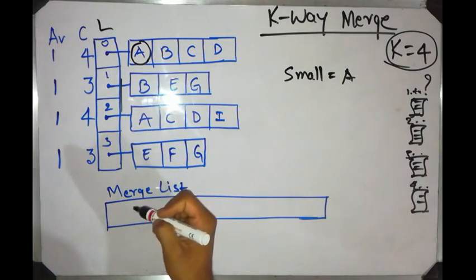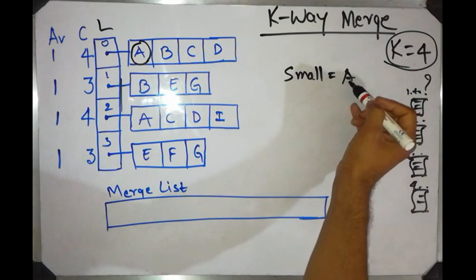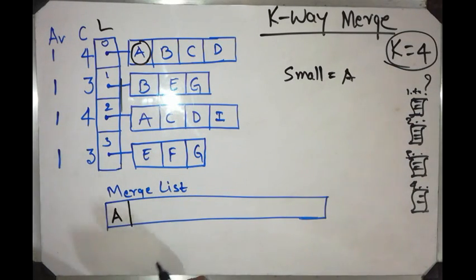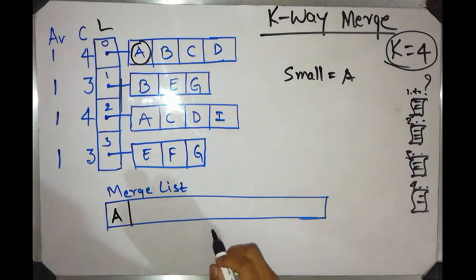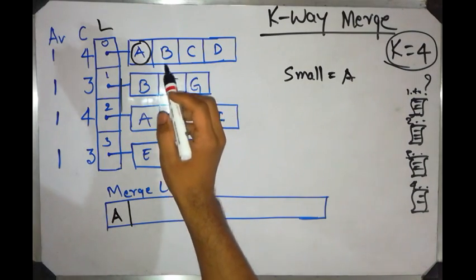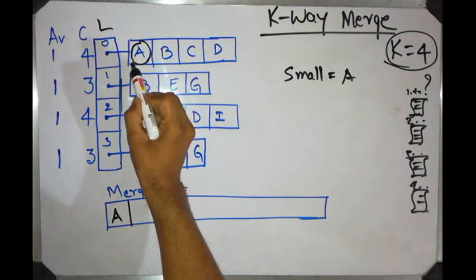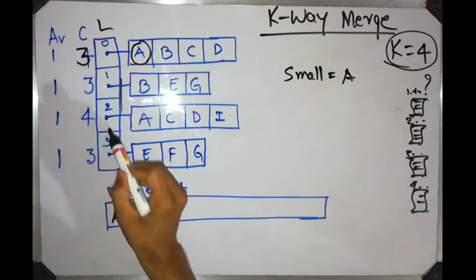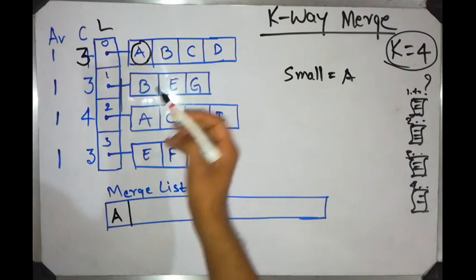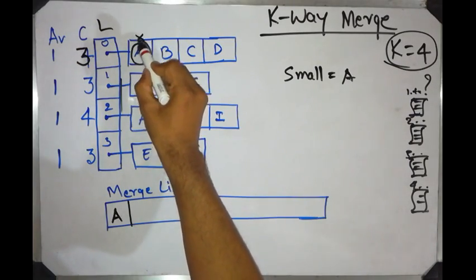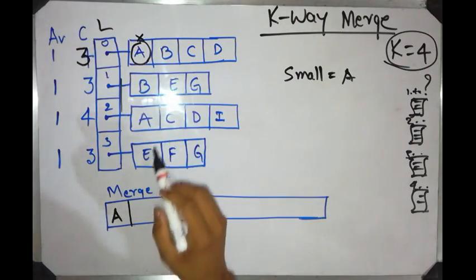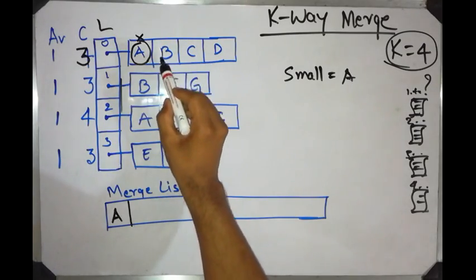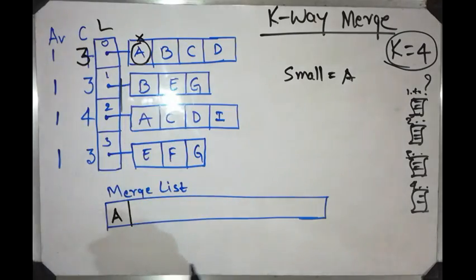So now what happens? A is the smallest, so I'm going to write that in the merge list. A is smallest, right? And then I'm going to reduce the count here, because in the next iteration I'm not supposed to talk to this one. So this name is processed, and in the first list now I have only 3, so I'm going to change that count.